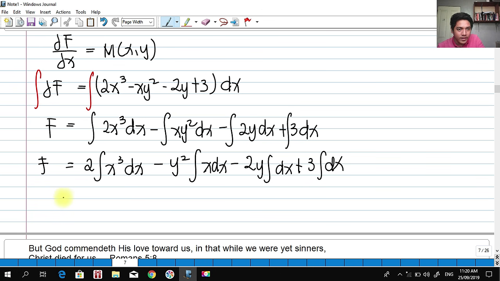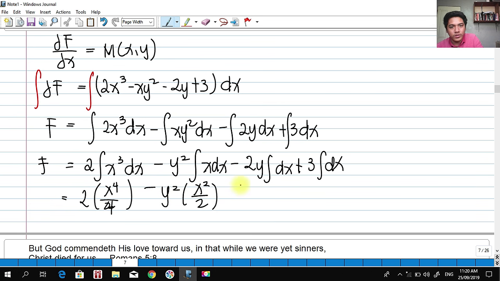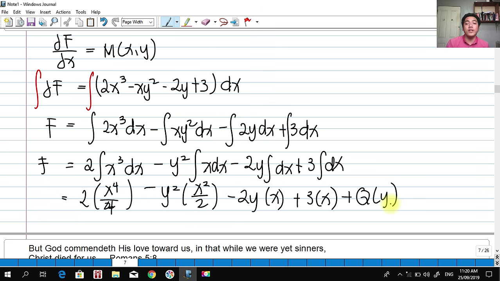So, integrating, we have 2x raised to 4 over 4, minus y squared, x squared over 2, minus 2y, the integral of dx is simply x, plus 3 times the integral of dx is simply x. And of course, plus q of y. Don't forget the q of y. And again, we can simplify. 2 over 4 is 1 half.